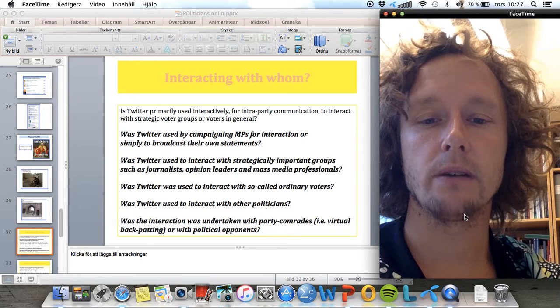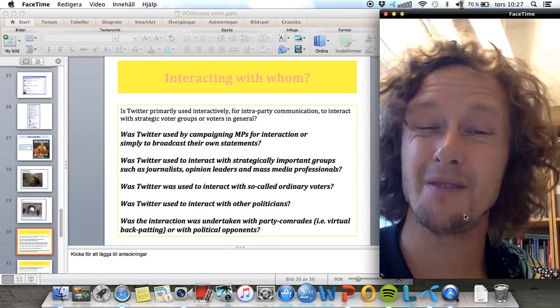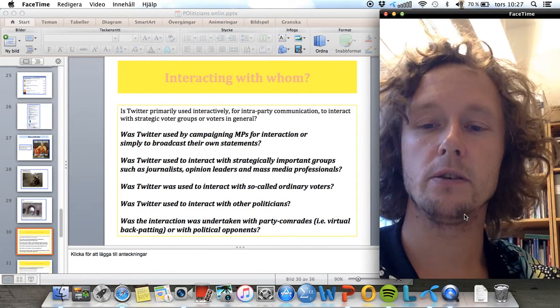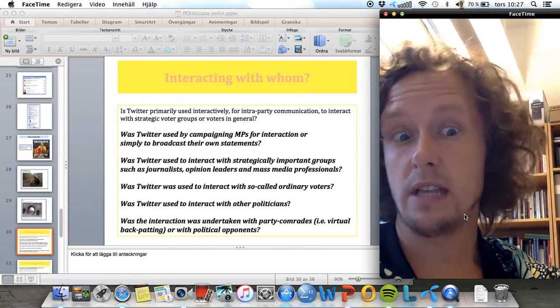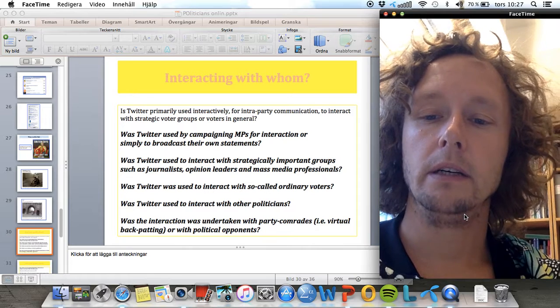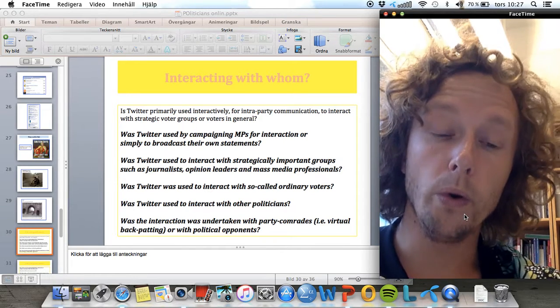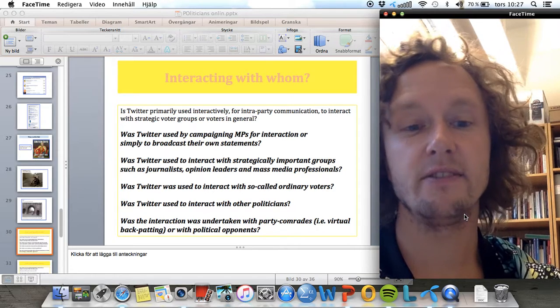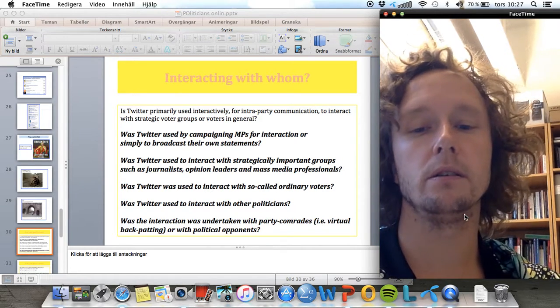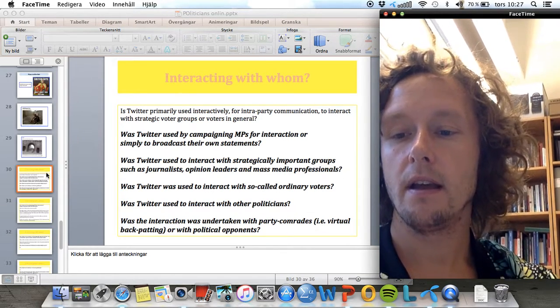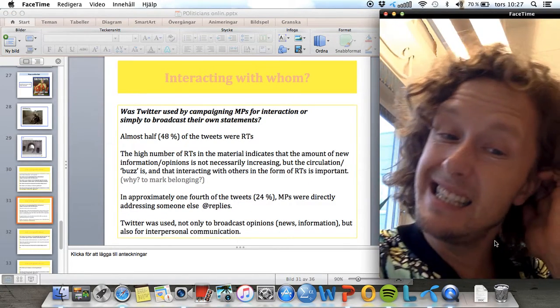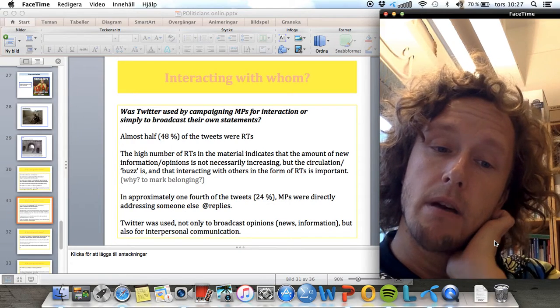Was Twitter used to interact with strategically important voter groups? Here we look particularly at journalists and opinion leaders, mass media professionals, because they are the easiest ones to identify. Was Twitter used to interact with so-called ordinary voters, or to interact with other politicians? And if so, within their own party or across party lines? And what we find is that, yes, it's indeed used for interaction.